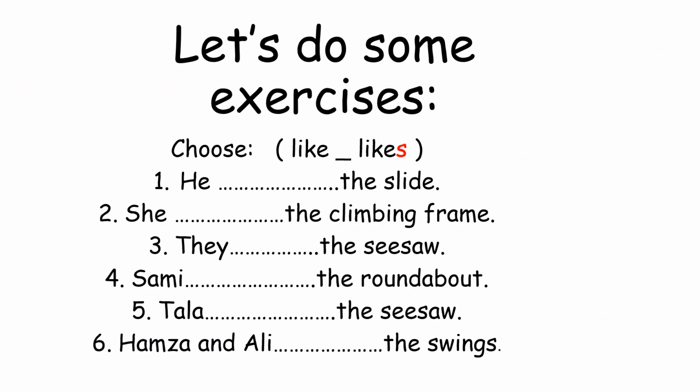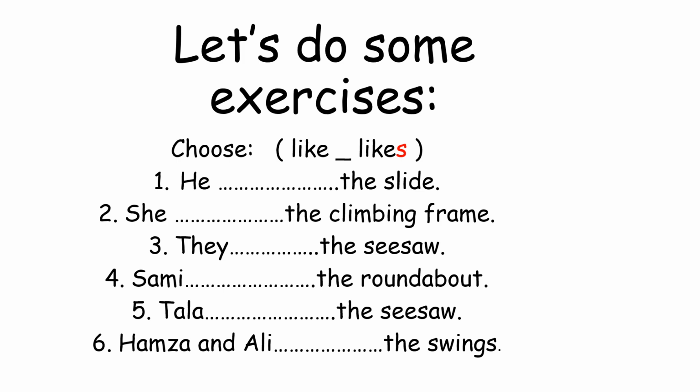Now let's do some exercises again about present simple. I want you here to choose like or likes. Let's remember the rule. When we have these pronouns, I, we, they, you, we have to put after them the verb as it is. But when we have he, she, or it, after these pronouns, we have to put verb plus s. So he, she, it plus verb plus s. Let's start with the first exercise, exercise number one.